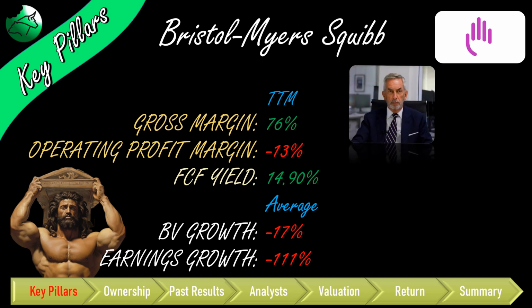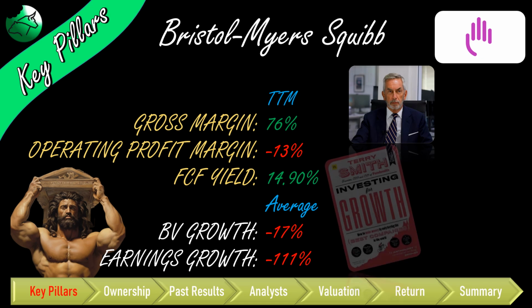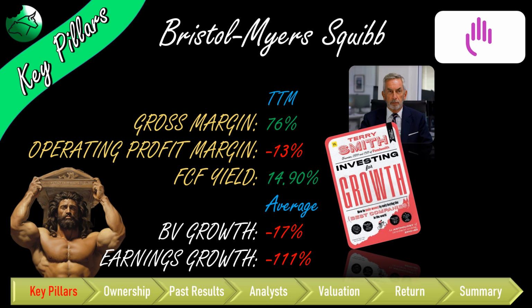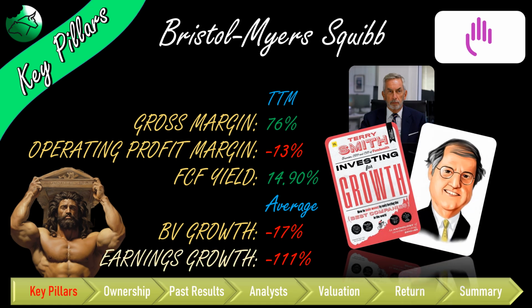For Terry Smith, free cash flow yield provides a more realistic view of a business's financial health and profitability. He typically looks for a company that has a free cash flow yield of 5% or higher. Their free cash flow yield is incredibly high at 14.9%. As we are potential shareholders, we will now want to look at the average book value growth for the last 10 years. And their book value growth is minus 17%. Ben Miller believes earnings growth is the biggest indicator to a company's stock price. Their earnings growth for the last 5 years is minus 111%.